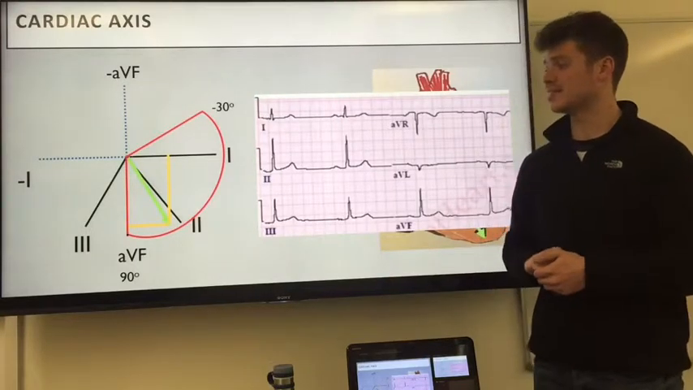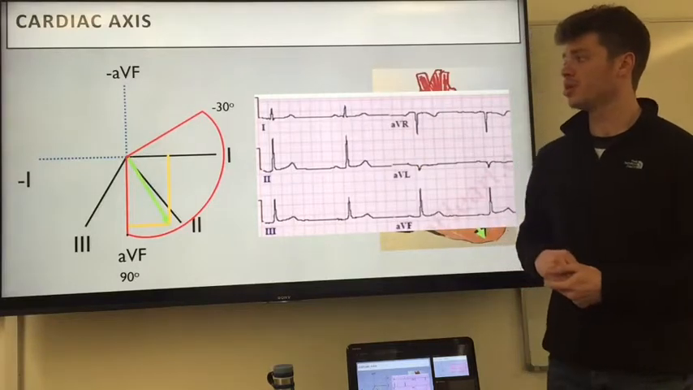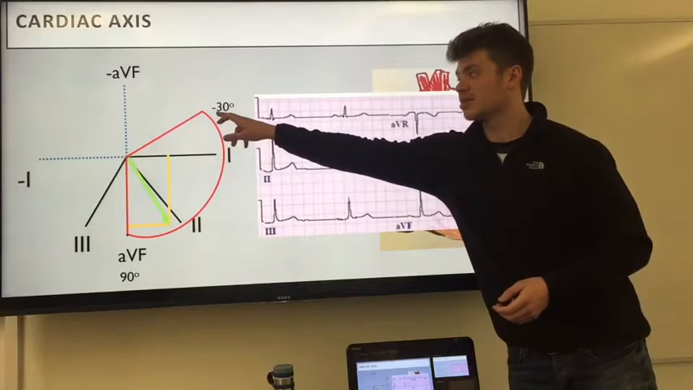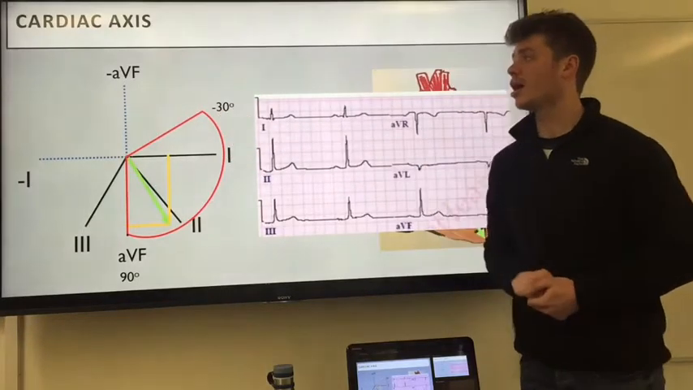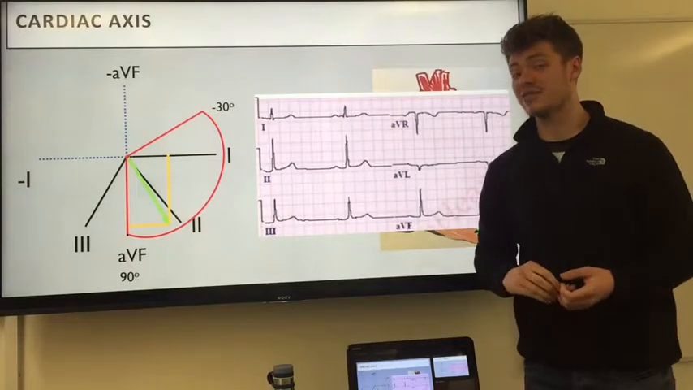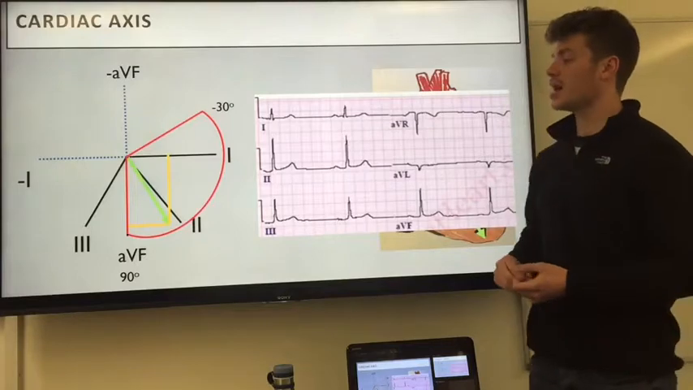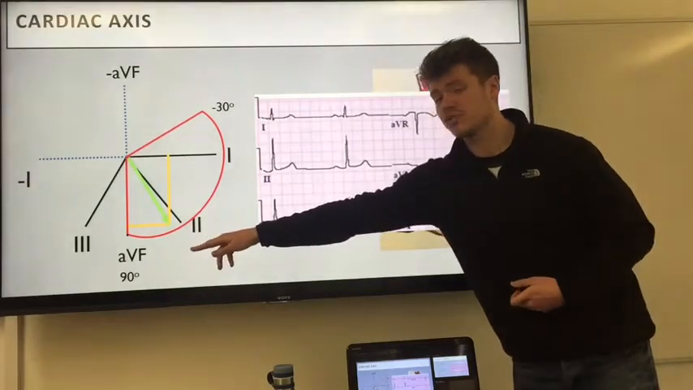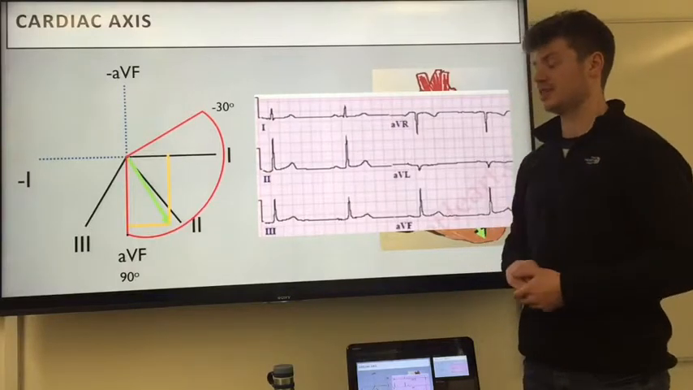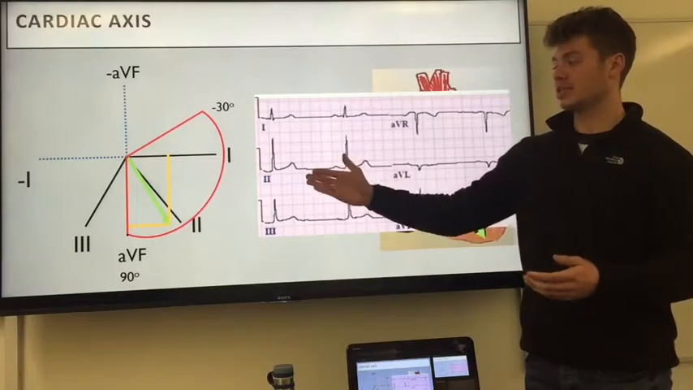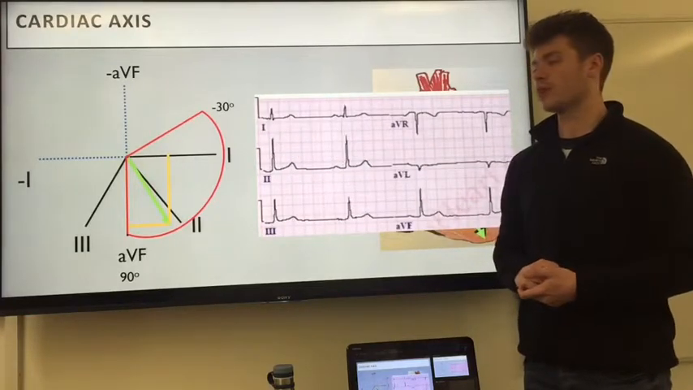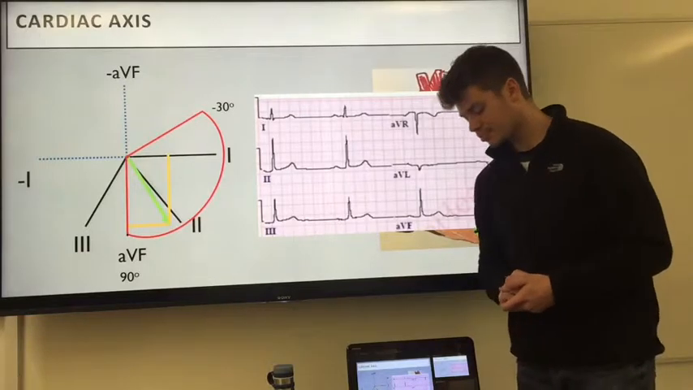Normal axis is considered within this red boundary here. We can see it goes from, if this is 0 degrees here, it's from minus 30 degrees. That's the line of the positive AVL lead. And it also goes all the way down to positive 90 degrees there, which is in the same line as lead AVF, the positive end of lead AVF. So we can see that our average vector sits nice and easily in that normal boundary, so it's normal axis.